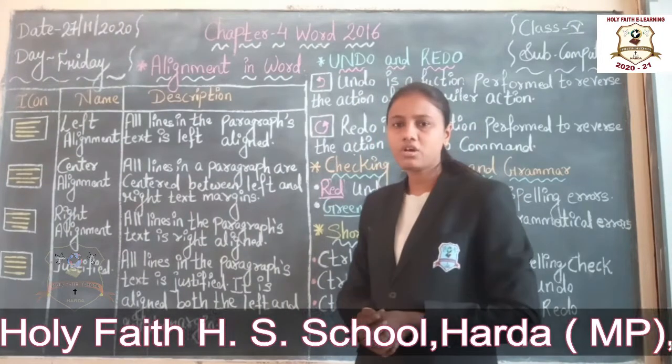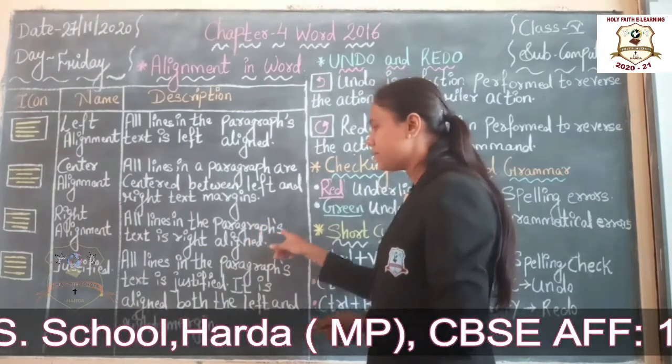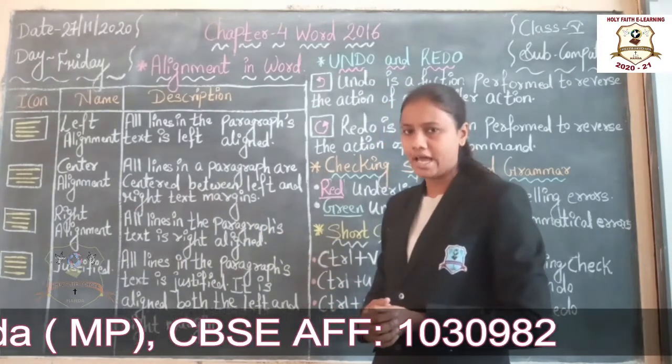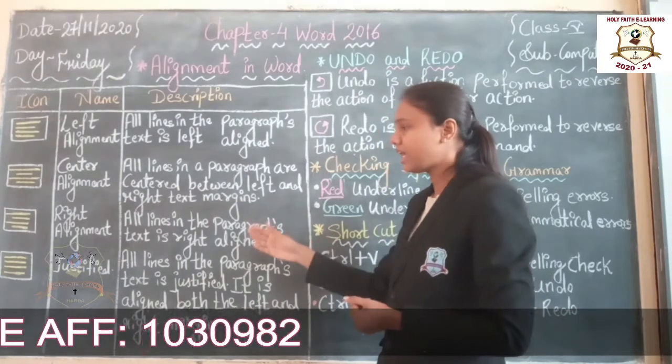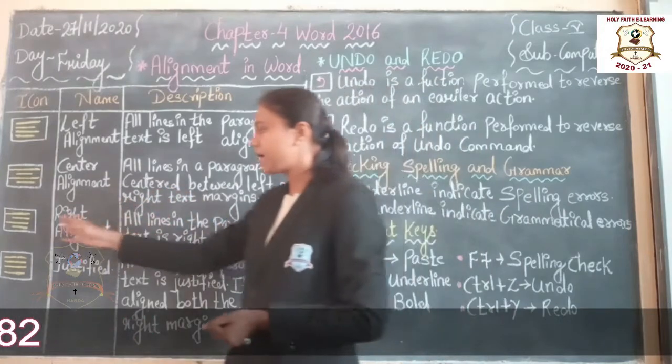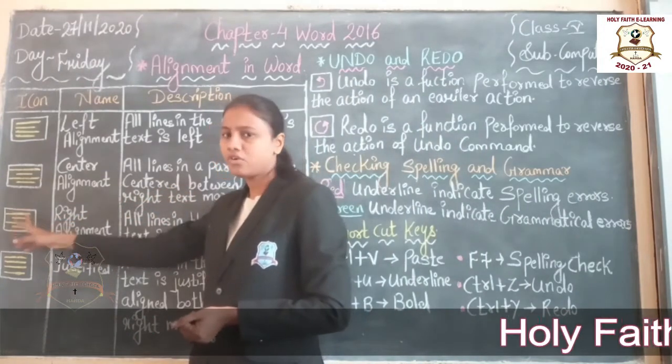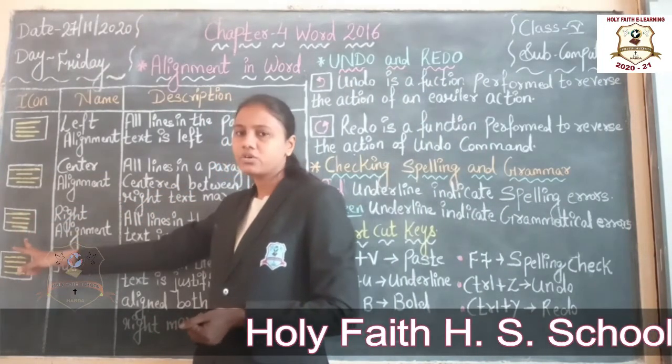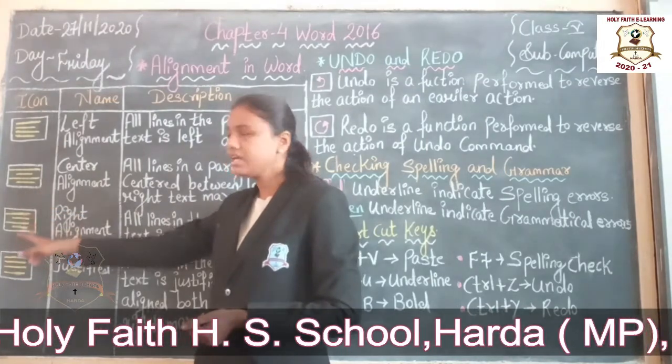Now next, number third, when you click on right alignment, all lines in the paragraph text are right aligned. All the lines in the paragraph will be the same from the right hand side. From the right margin they will be the same.